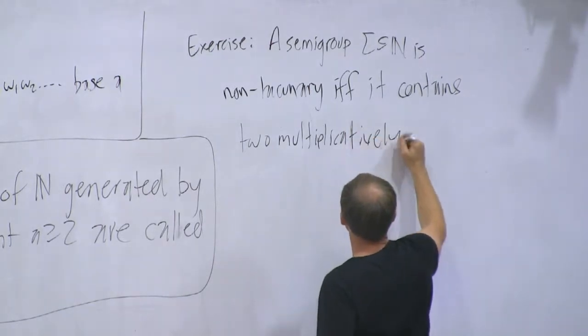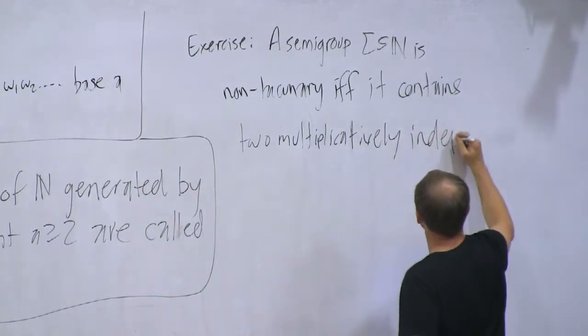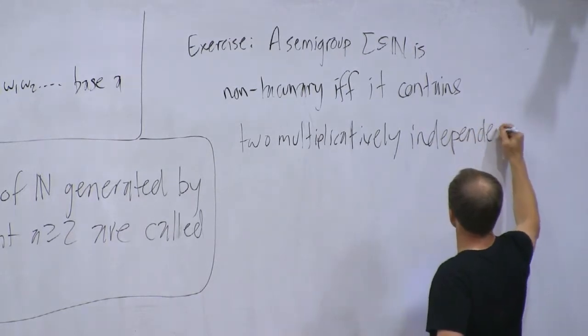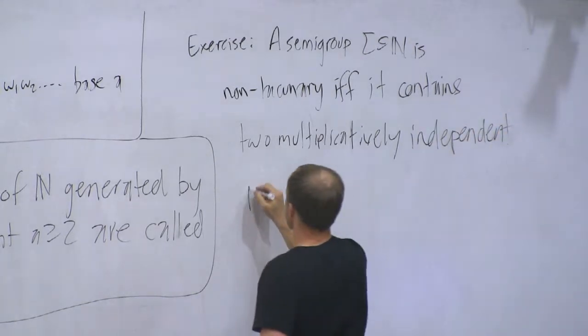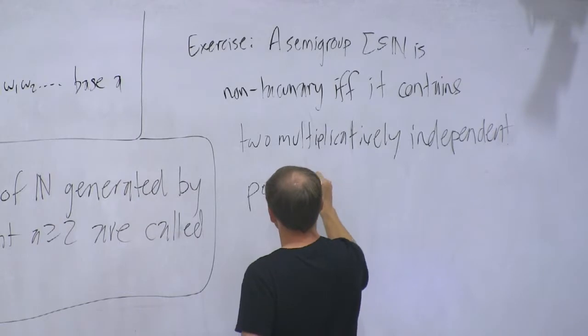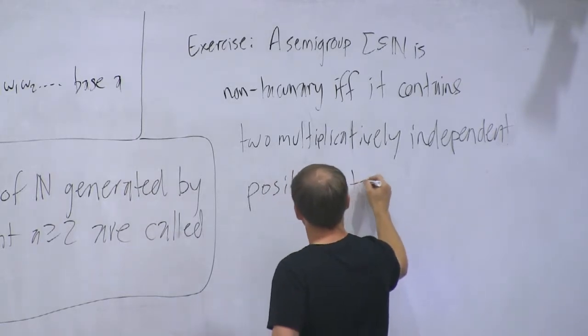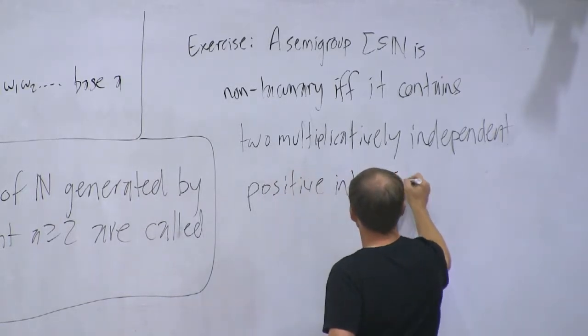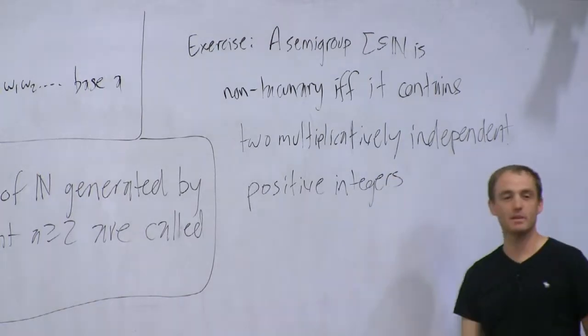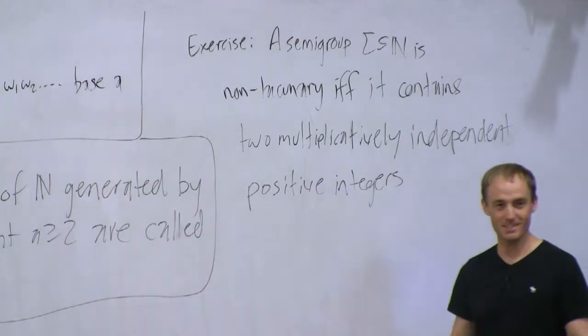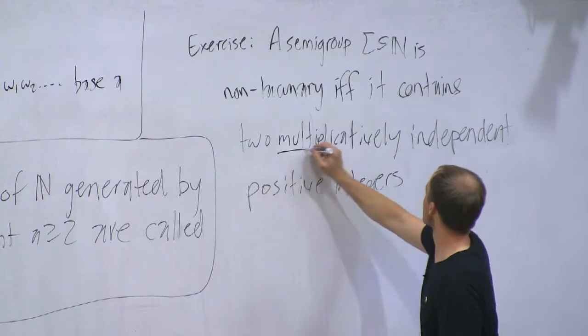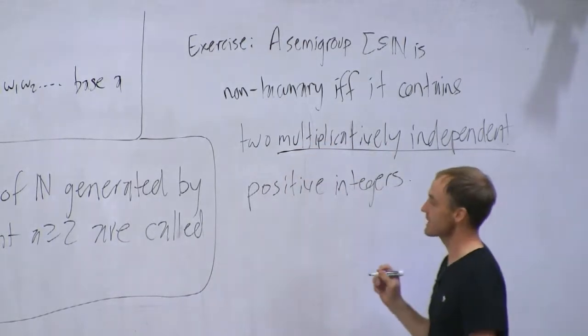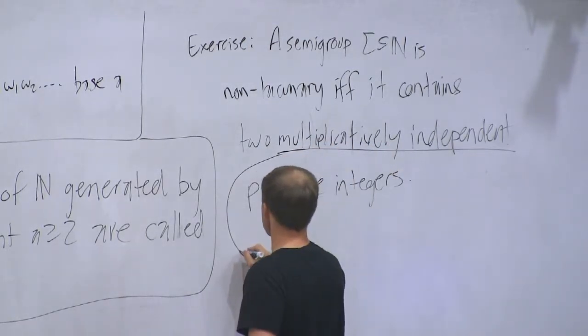Multiplicatively independent positive integers. Okay? By the way, I really mean integers bigger than 1. I don't just mean positive integers here. Okay. So what is multiplicatively independent? I'll just tell you what that means.